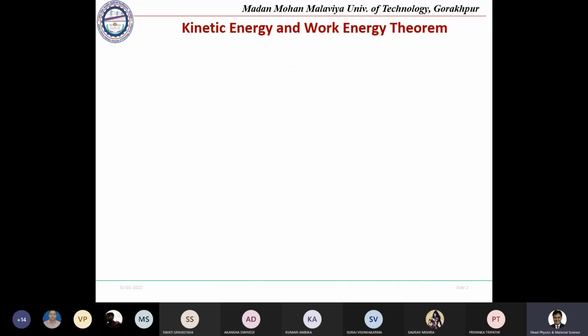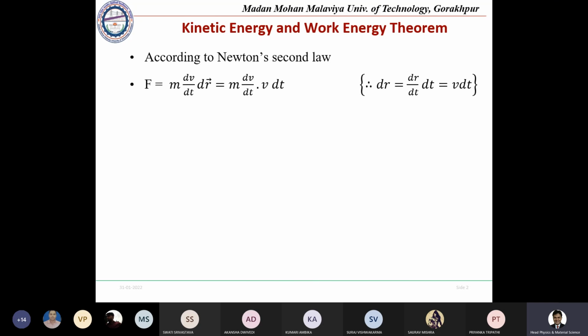Let us have the concept of kinetic energy and the work energy theorem. You might have read this in your classes, but from a revision and application point of view, we should discuss this once again, because this is part of our syllabus. According to Newton's second law, F is equal to m dv upon dt into dr.